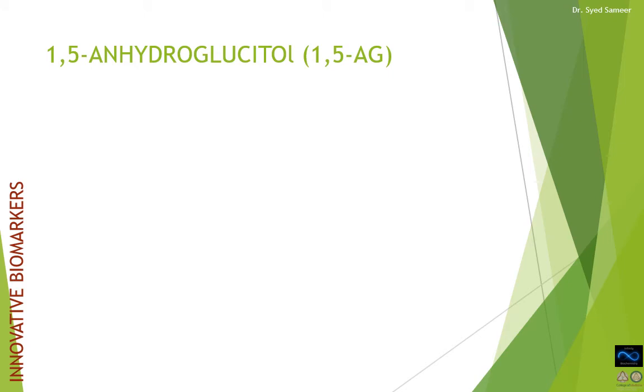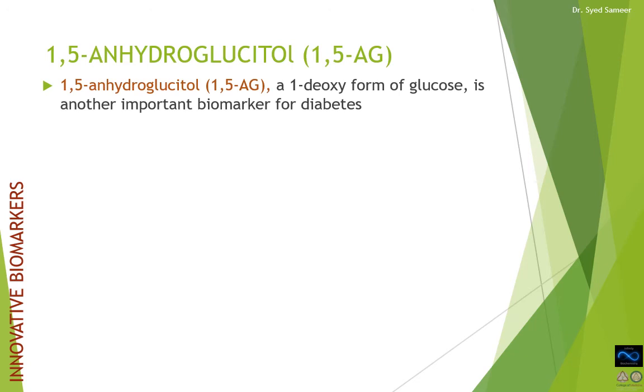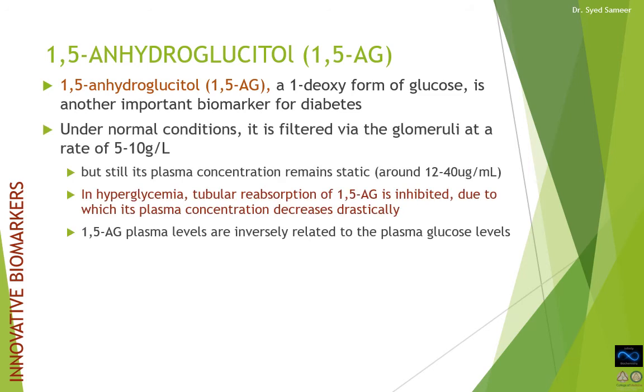Another important innovative biomarker utilized these days for the diagnosis as well as the monitoring of the glycemic control is 1,5-anhydroglucitol. 1,5-anhydroglucitol, or 1,5-AG, is a deoxy form of glucose. Under normal conditions, it is usually filtered via the glomeruli at a rate of 5 to 10 grams per liter. But under these conditions also, the plasma concentration remains static around 12 to 40 micrograms per milliliter.